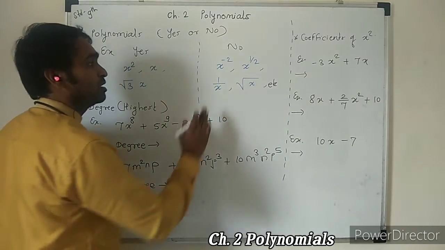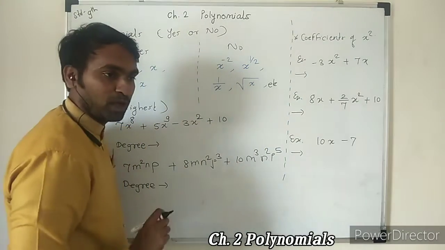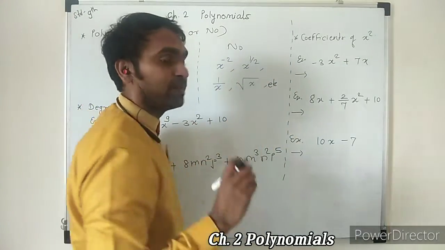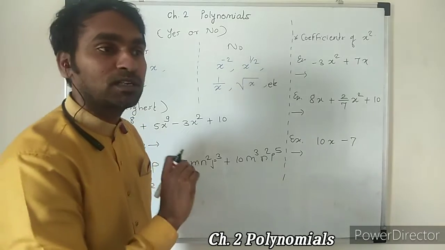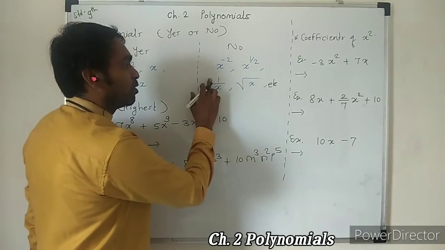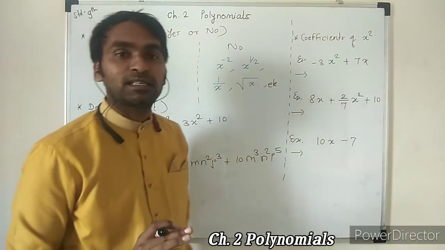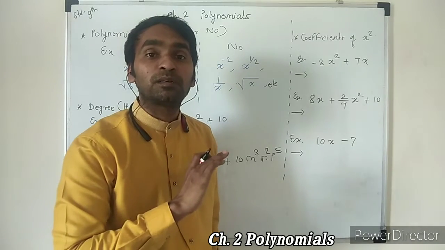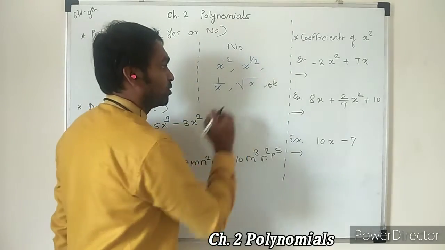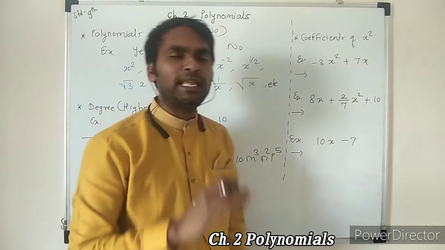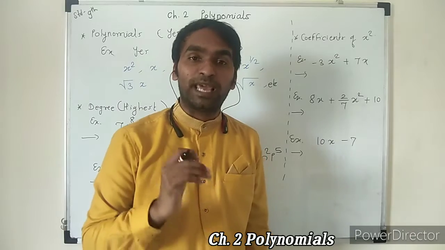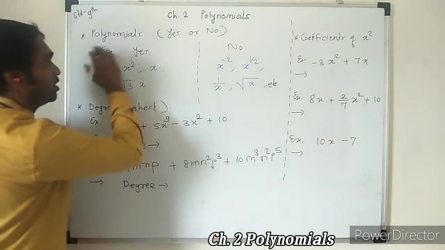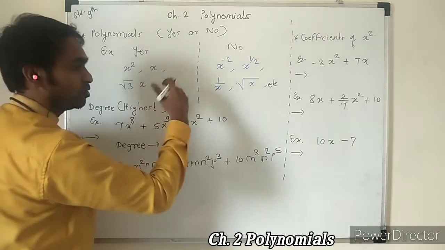Suppose x is raised to a negative power, that is minus 2. Second, x raised to any fraction, then also these are not polynomials. Next, 1 upon x, where the variable is in the denominator, this is not a polynomial. And fourth, if a variable is in a root, means root x, it is not a polynomial. This way you have to find which are polynomials and which are not.